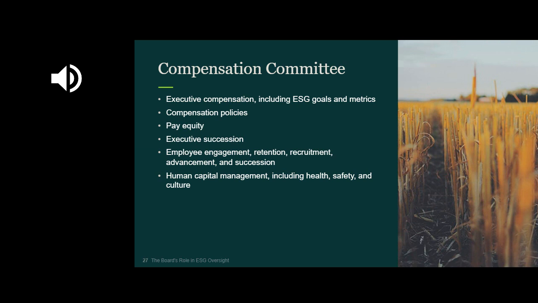So while the CEO is delegated operational matters, the board may very clearly establish policies related to pay equity, to succession planning, and what those selection processes look like, would monitor reports on employee engagement, turnover, retention and recruitment, how folks are advanced, and then overall kind of human capital management. So when we think about health and safety, we think about setting the tone for the organization's culture. Those are all things that are regularly dealt with at the compensation committee level and that would be established in policy.